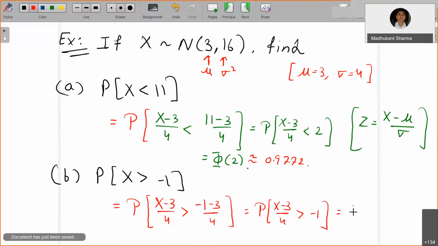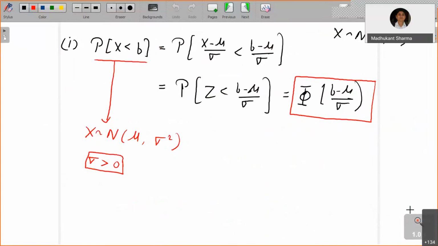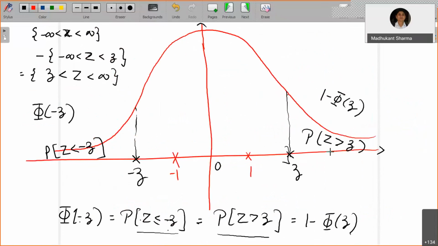So this is going to be more than minus 1, so 1 minus the probability of being less than minus 1. That's going to be 1 minus phi of minus 1. Now I will be using the symmetry. Let me go back to that graph. Let's say this is minus 1 here and this is 1. Whatever area is covered before minus 1 will be the same as the area covered after 1. So this is going to be 1 minus the probability of z greater than 1.